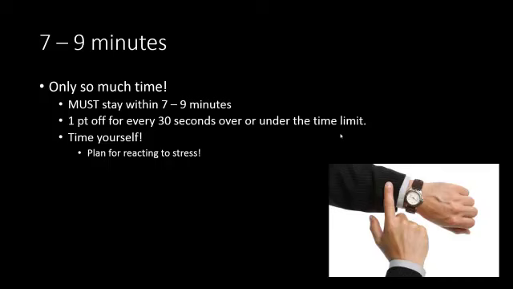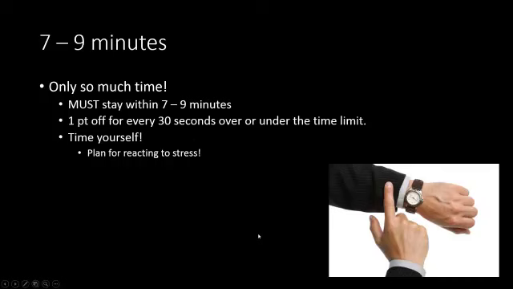If you go over or if you go under, because obviously under is not good either, you will lose points. Every 30 seconds you are over or under the time range, you're going to lose a point. For example, if 7 minutes is the minimum and you go 6 minutes 30 seconds, you'll lose a point. If you go 6 minutes, you'll lose 2 points because that's 2 30-second chunks. If you go 9.5 minutes, you'll lose a point. If you go 10 minutes, you'll lose 2 points, and so on down the line. So I do ask that you stick to your time limit.